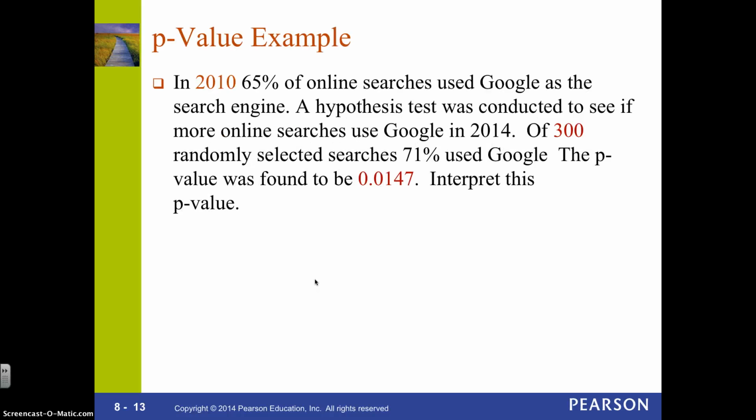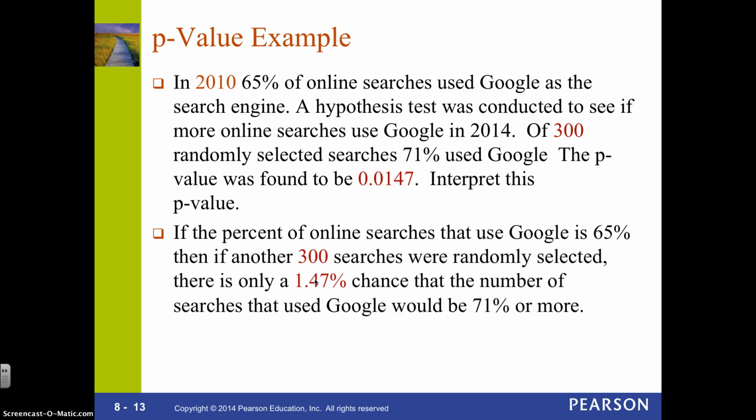Okay, so let's look at an example. In 2010, 65% of online searches used Google as a search engine. A hypothesis test was conducted to see if more online searches used Google in 2014. Of 300 randomly selected searches, 71% used Google, and the p-value was found to be 0.0147, which is about 1.47%. So what we want to do is interpret this. Now, in this problem, we're not having to do any math. All I'm having to do is interpret a p-value.